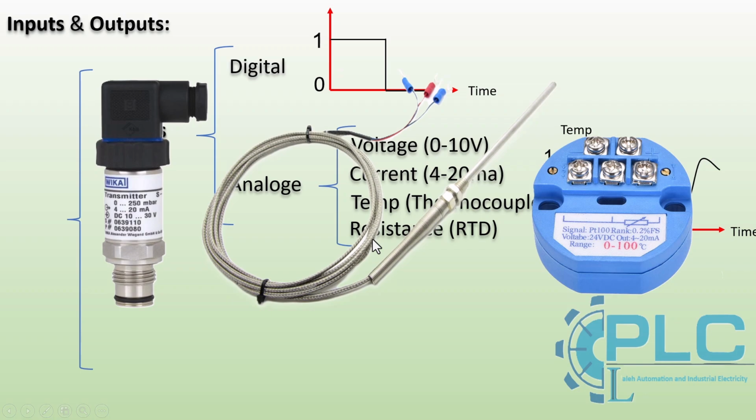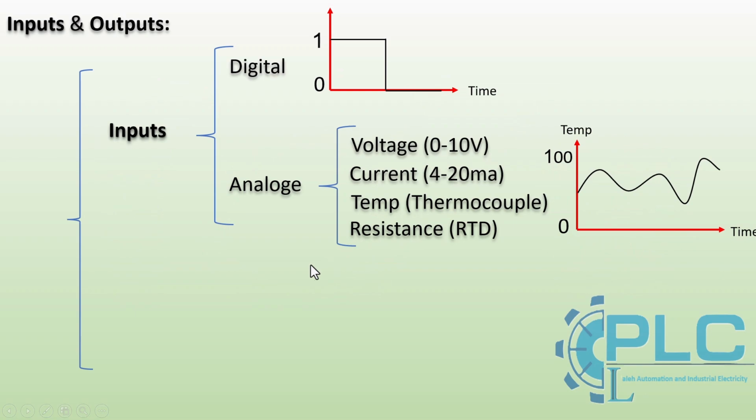Some analog sensors, such as thermocouples or RTDs for temperature measurement, require special input modules that condition the signal and compensate for temperature variations. Just like inputs, PLC outputs are also divided into digital and analog categories. These outputs control various devices in an automation system, either turning them on or off, or providing continuous control.